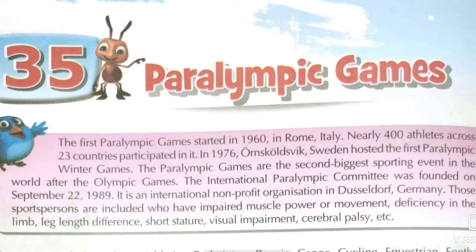The first Paralympic Games started in 1960 in Rome, Italy. So the first Paralympic Games started in the year 1960, and in which country? Italy, in Rome. Nearly 400 athletes across 23 countries participated in it. Nearly 400 athletes means players, and across 23 countries participated in it. In 1976, Örnsköldsvik, Sweden hosted the first Paralympic Winter Games.